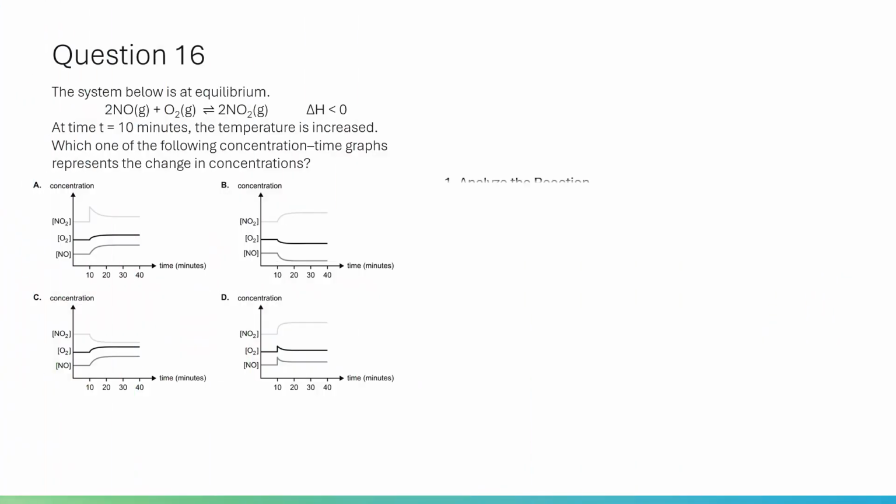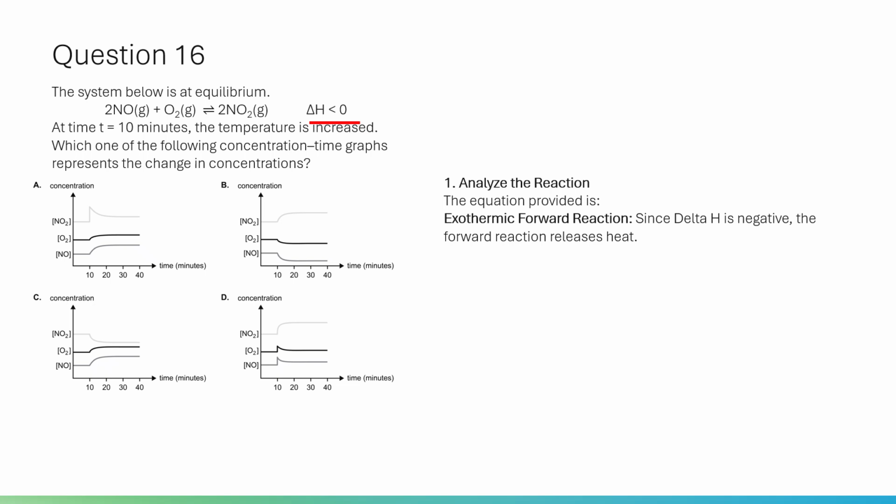1. Analyze the reaction. The equation provided has an exothermic forward reaction. Since delta H is negative, the forward reaction releases heat. The reverse reaction is endothermic, so it absorbs heat.